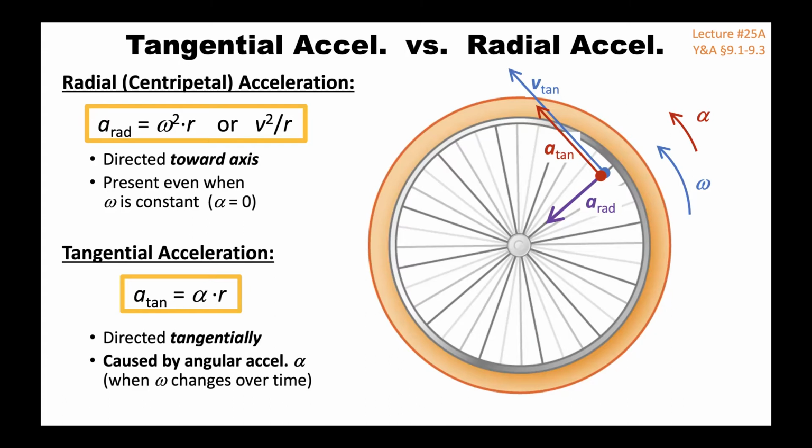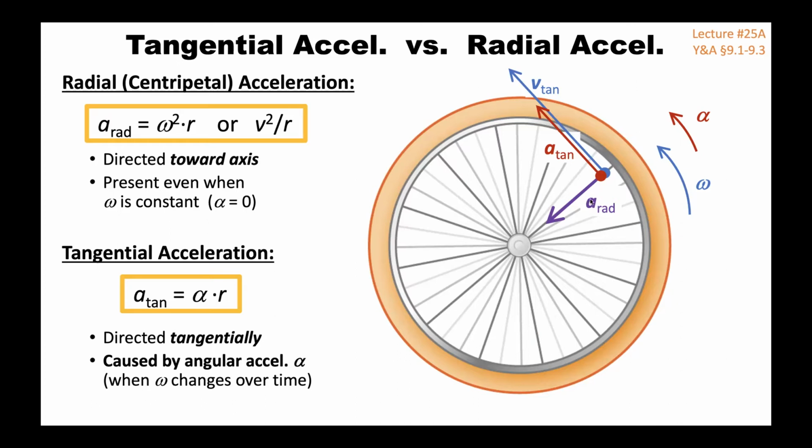However, that radial acceleration is present even when the wheel is not spinning up and not spinning down. So even when the angular acceleration is 0. And notice that the direction is always inward. It's always toward the axis.